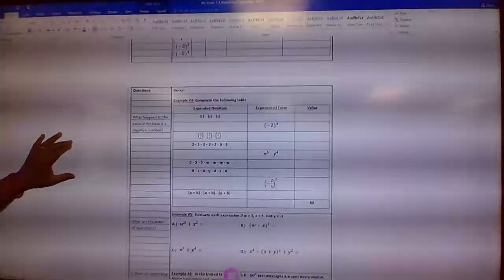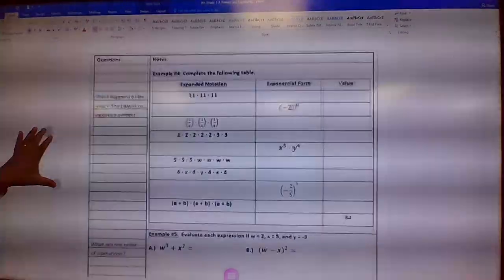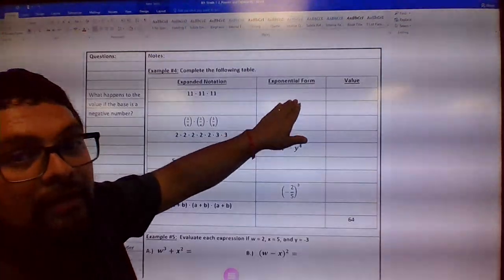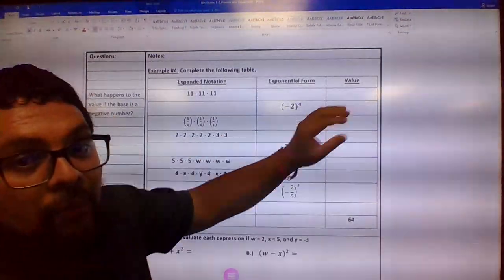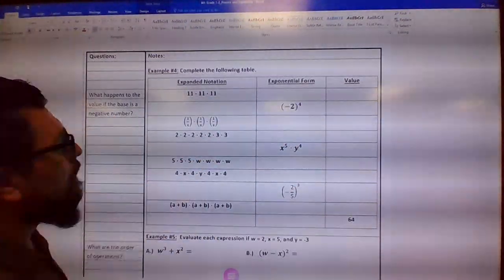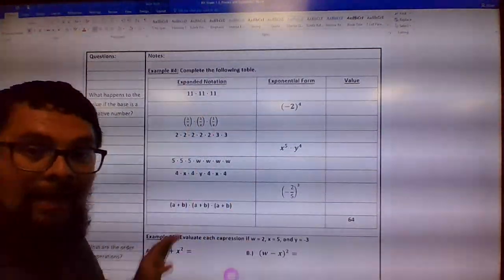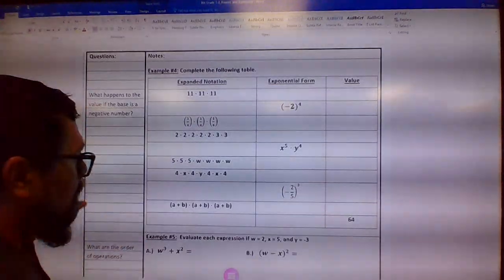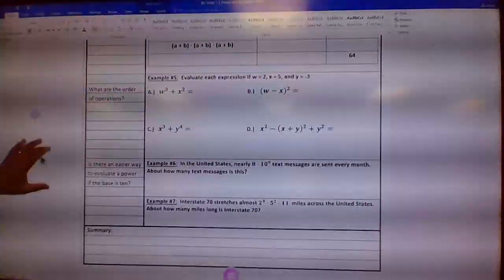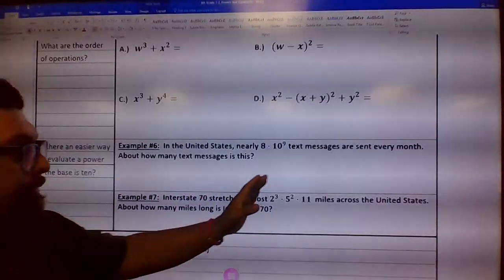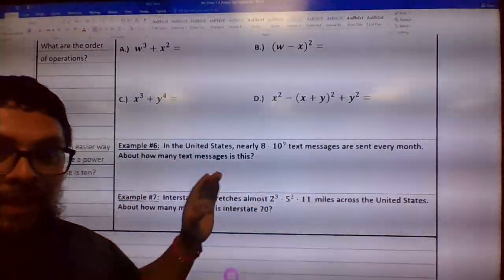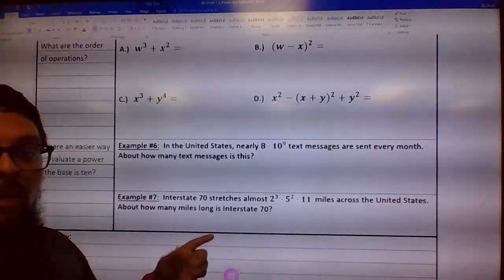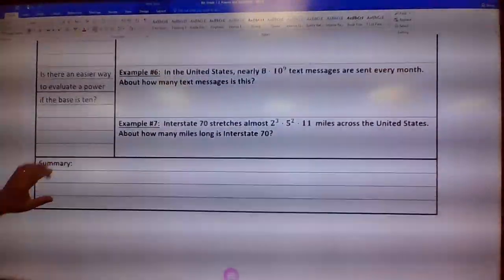We filled out this table in example number 4. We found out this was 11 to the third, and then found the value for it. If you don't remember, look back at this. This is important because you're going to get a question like this. Then we found out there are a lot of text messages, and how big the interstate was, the highway. And then we did summarize it as well.